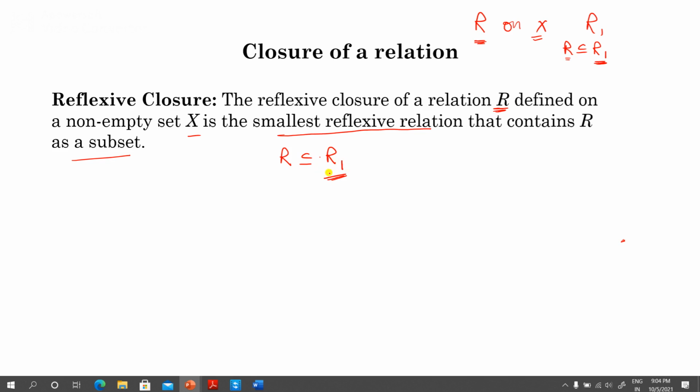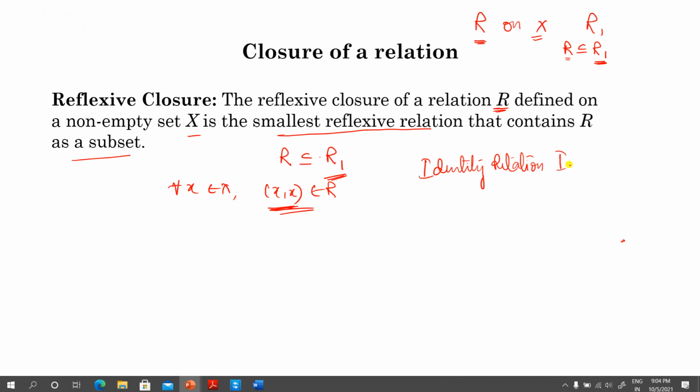So how can we get R1? Now look at this. For reflexive, for all x belonging to capital X, we need (x, x) to belong to R. If it is not reflexive, it means some (x, x) are missing from R. So we have to add those missing elements. In a generalized way, we can find the reflexive closure using this relation. This relation of all (x, x) is also known as the identity relation.